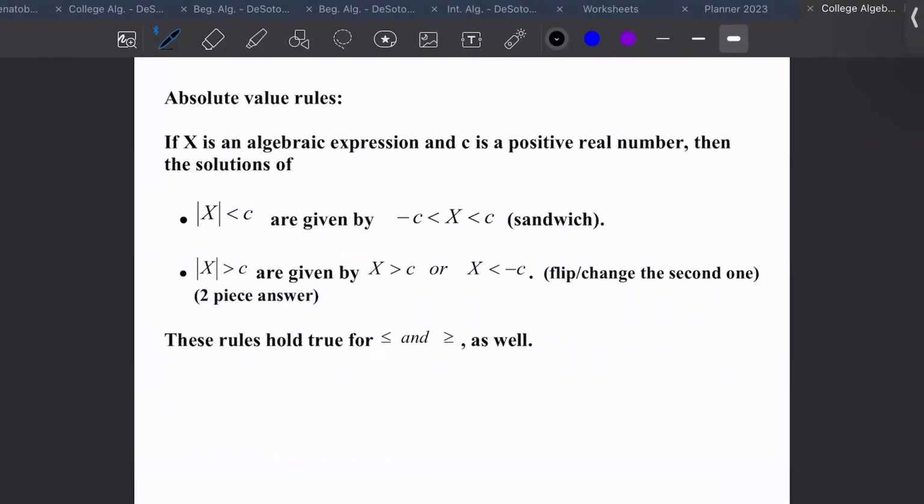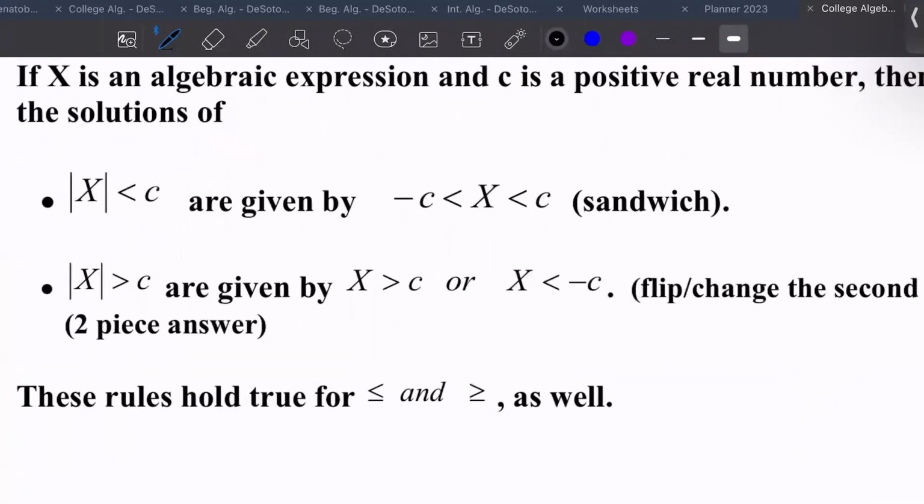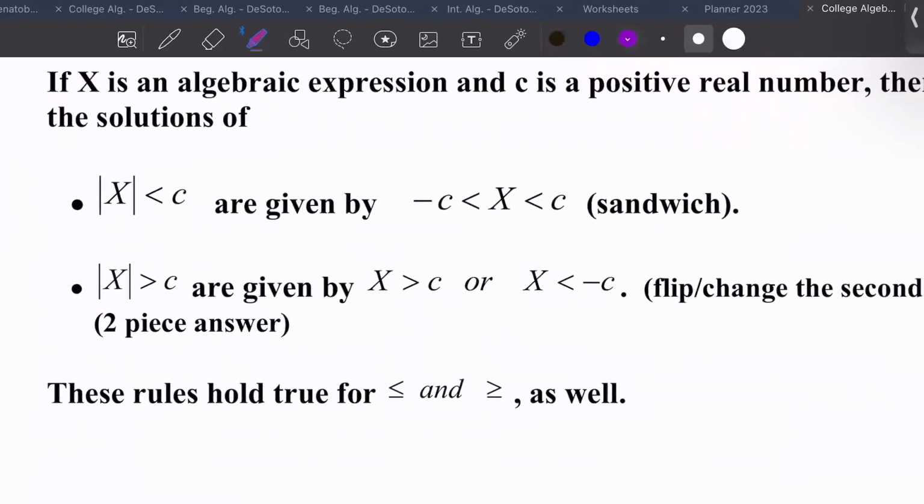All right, so we also have the absolute value of inequalities. Okay, so if x is an algebraic expression and c is a positive real number, then the solutions of the absolute value of x less than c are given by these. And then we have the absolute value of x is greater than c given by another thing. Okay, so you have the absolute value, you highlight the absolute value of x is less than c.